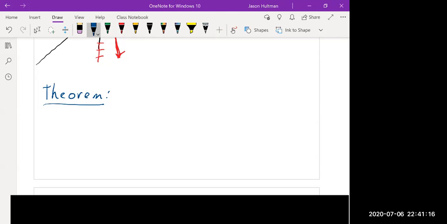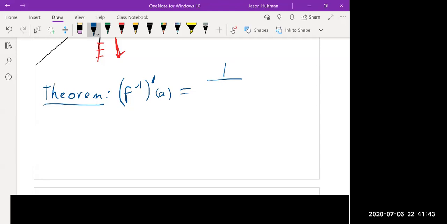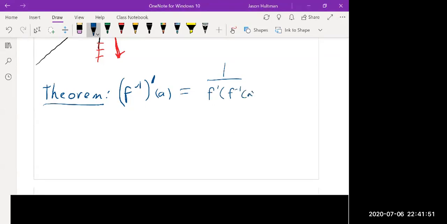Okay, theorem. F inverse of A, the inverse of a function evaluated at A, that's what this is. But we're going to now take the derivative of this thing. That's what that prime there means. We're going to take the first derivative of F inverse of A, and we're going to say that that is equal to 1 over the derivative of the original function evaluated for the inverse at A.